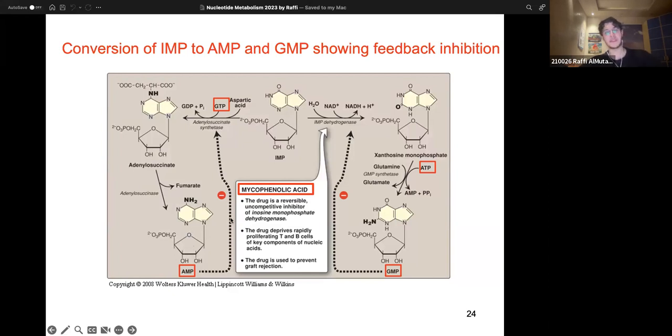Now, how can we remember this? It's a lot of enzymes, a lot of weird names, a lot of synthetases, way too much. Easy way to remember it: if you want to make GMP, the enzyme will have the word GMP or IMP in it. If you want to make AMP, it will have the word adenylosuccinate in it. Does that way of remembering it make sense?